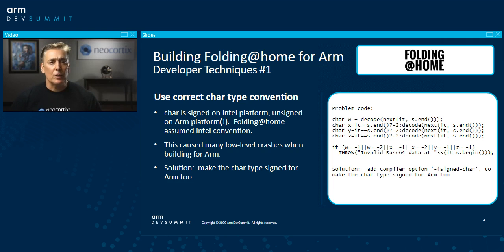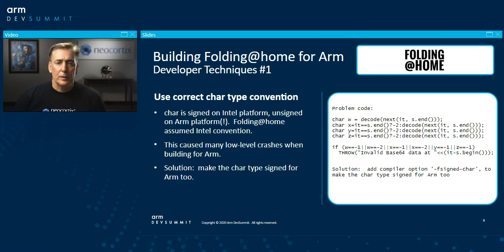The particular assumption here was that char is signed on the Intel platform, but it's unsigned on the ARM platform. That's perhaps not so well known. If people are used to building on Intel, they just assume it's signed. But we find out the hard way, if we try to build for ARM, that it's not. Folding at Home built their code assuming the Intel convention, and this caused a large number of low-level crashes when building for ARM. So the solution was simply to make the char type signed for ARM as well.